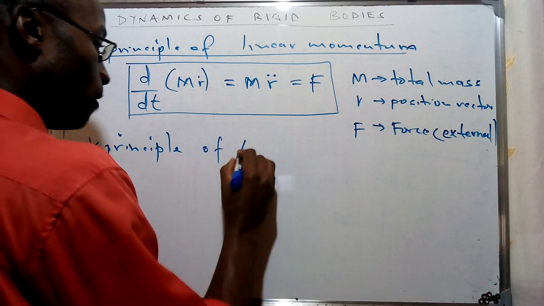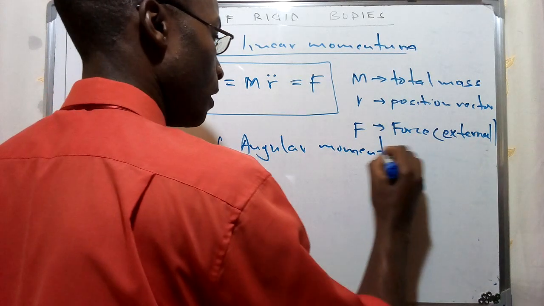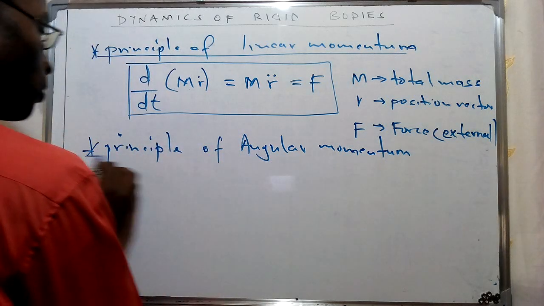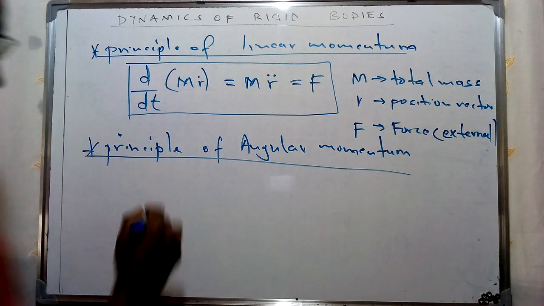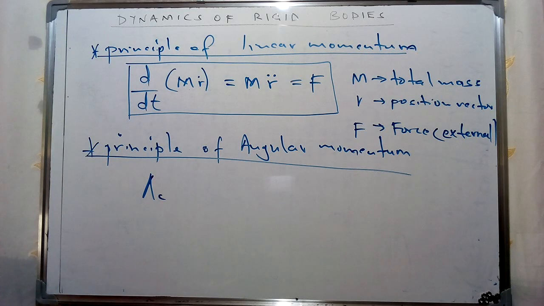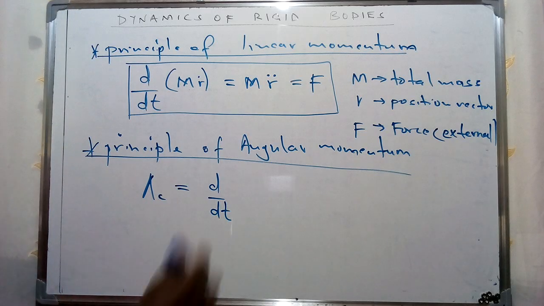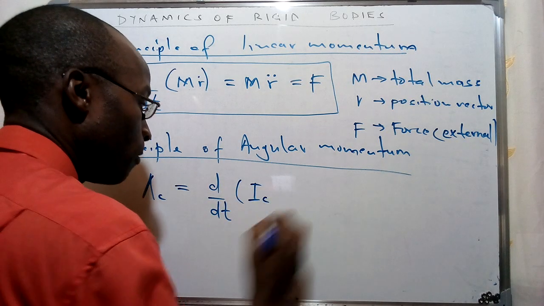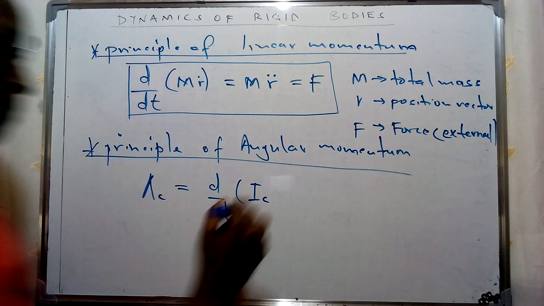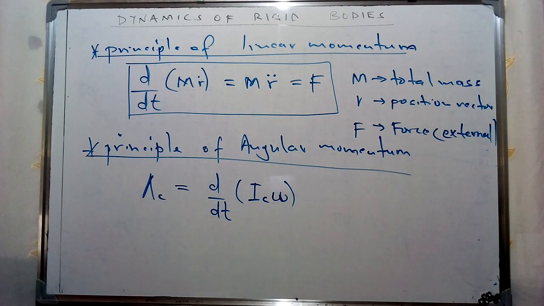So therefore, the principle of angular momentum is going to provide for us this specific relationship, which is going to be referred to as a torque, or sometimes we're going to use this one as the total moment of the forces about the center of mass. And this is going to be given as the first derivative of this specific product of the moment of inertia about that center of mass, and omega. So in this case, omega is going to be referring to the angular velocity.